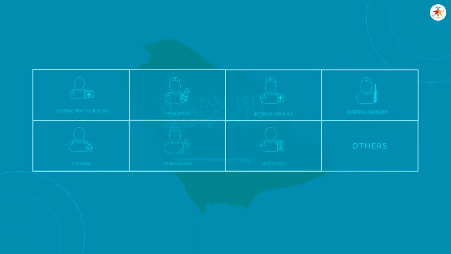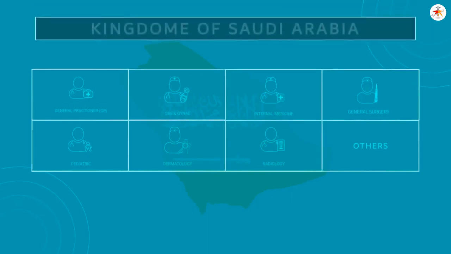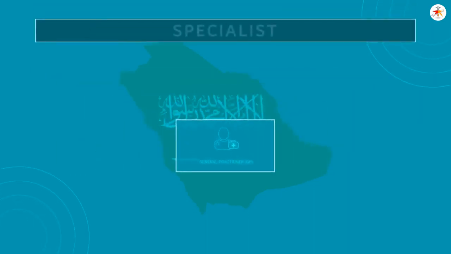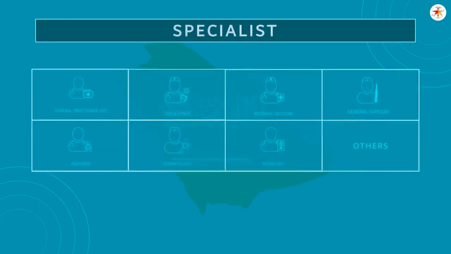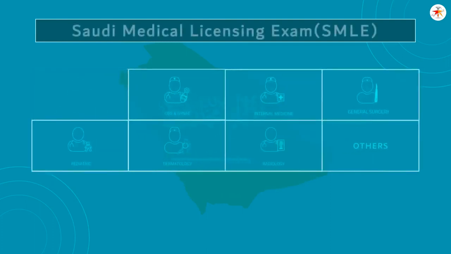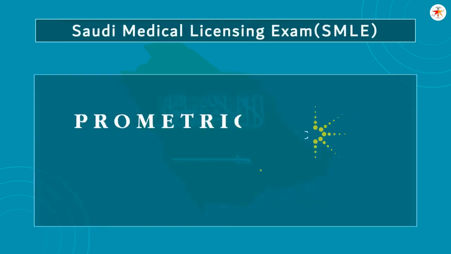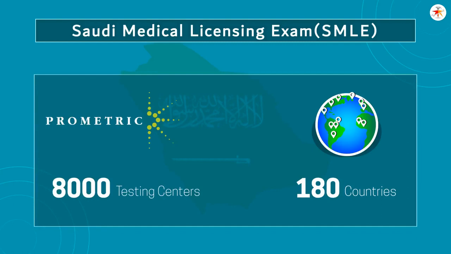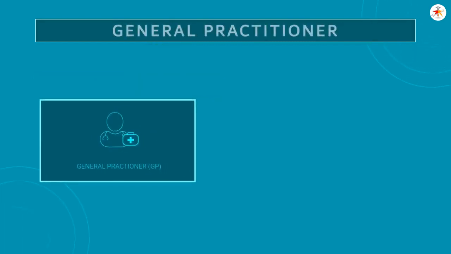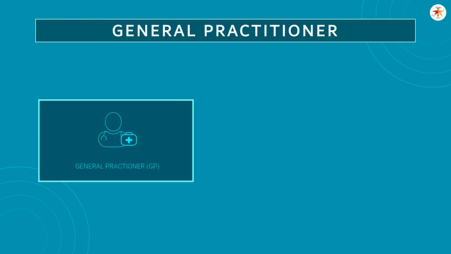All doctors who are willing to practice medicine in Kingdom of Saudi Arabia either as general practitioner or specialist are required to pass this Saudi Medical Licensing Exam, SMLE. This exam can be taken worldwide through Prometric centers. For general practitioner, this is a lengthy exam, consisting of 6 hours, and divided into 3 sections.